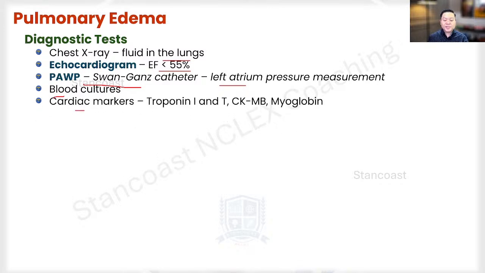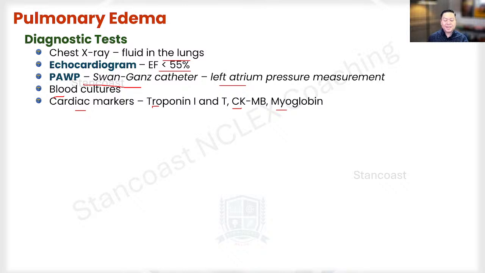Now for the cardiac markers, so what are these markers? We are talking about the troponin I or T, the CKMB, or the myoglobin. So these are going to be elevated, especially if the cause of the pulmonary edema is cardiogenic in nature. So for example, if it's caused by MI, then our troponin I and T will be elevated.